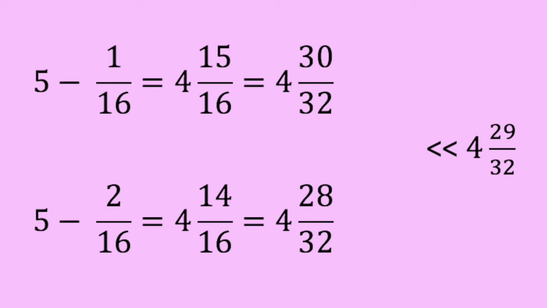So what is the middle between 4 and 15/16 and 4 and 7/8? Well, 4 and 15/16 is 4 and 30/32, and 4 and 7/8 equals 4 and 28/32. So the middle would be 4 and 29/32.